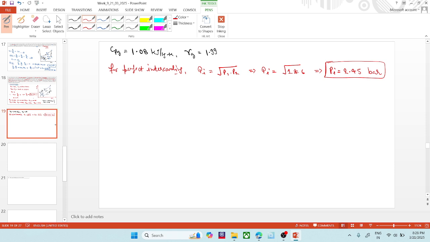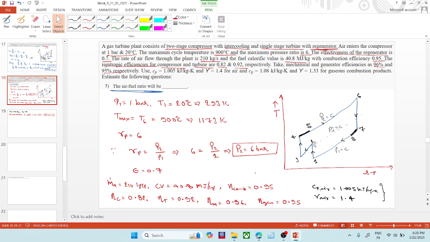Next, as process 1 to 2 is the isentropic process, let me plot the non-isentropic process also here. This is my point 2 dash, point 4 dash here, here also. This will be my point 7 dash, which is non-isentropic.